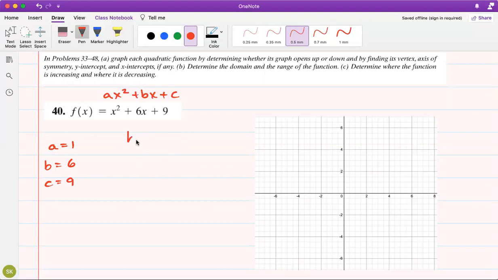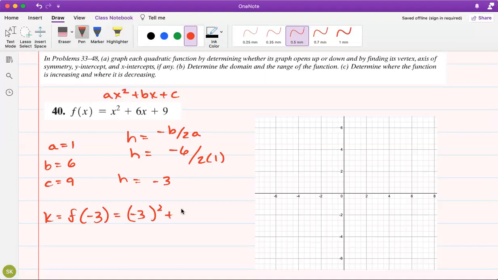Okay, h is negative b over 2a. So that is equal to negative 6 over 2 times 1, which is negative 3. k is f of negative 3, which is negative 3 squared plus 6 times negative 3 plus 9. This is 9 minus 18 plus 9.